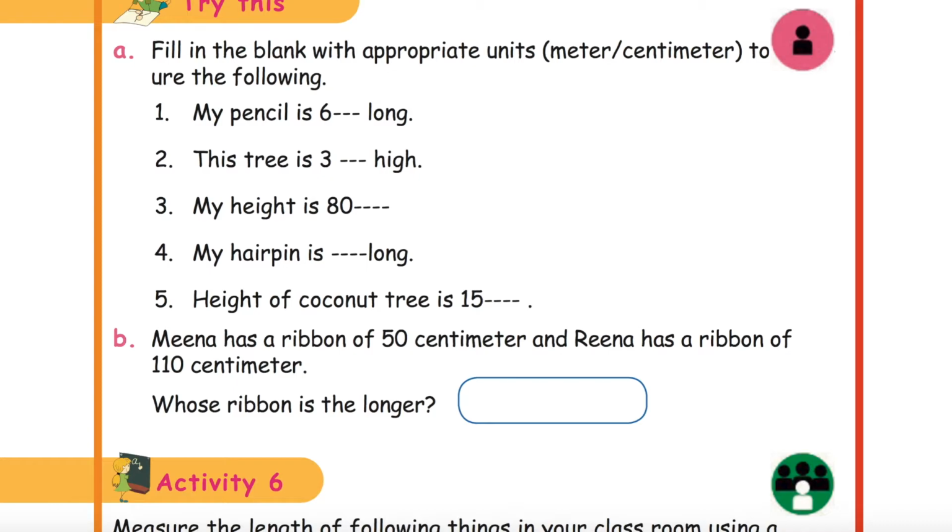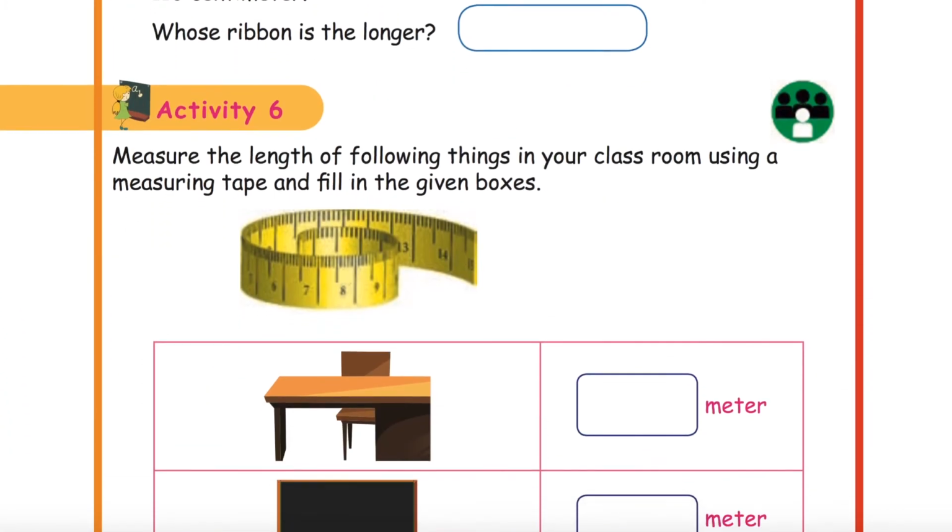The height of the coconut tree is 15 meters. Meena has a ribbon of 50 centimeters and Reena has a ribbon of 110 centimeters. Whose ribbon is longer? Reena. Reena, you are the winner.